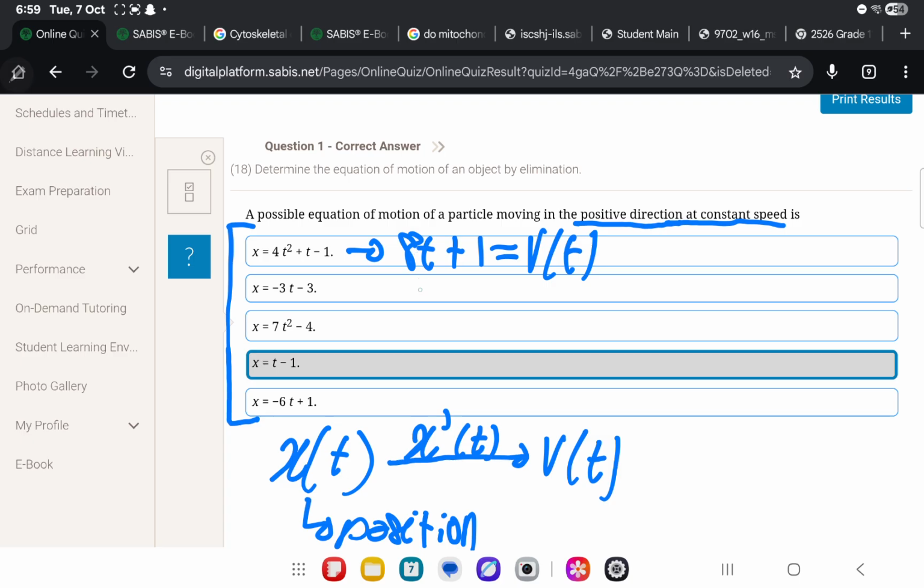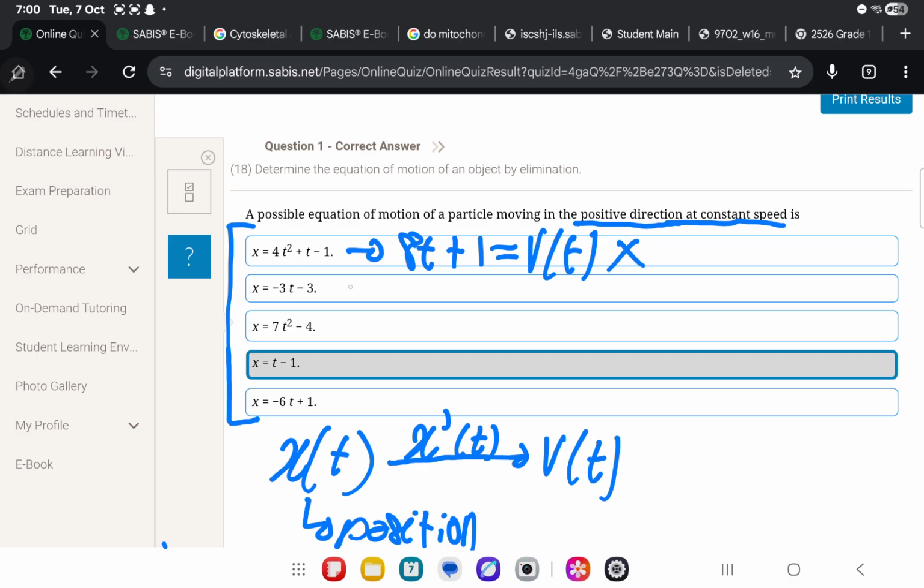Now, say it's v of 1. Say you're measuring at the first second. The first second, 8 times 1 is 8, plus 1, 9. So at v of 1, at 1 second, it's 9 meters per second, let's say. Now, at t equals 2, 8 times 2, 16. 16 plus 1, 17. So it changed, right? It's not a constant speed. This is wrong because it changed from 9 to 17.